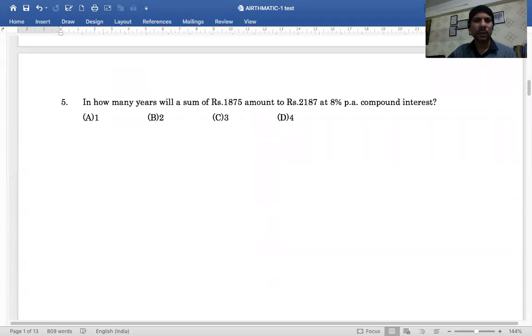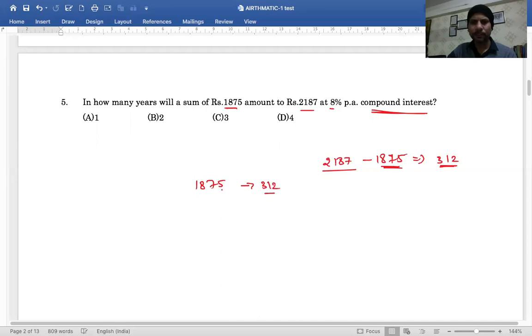In how many years will a sum of 1875 amount to this at 8% CI? So do not go for the formula kind of thing. Just calculate the interest, which is amount minus principal. Now the value is 312. This is the principal, 1875, and this is the interest, 312.